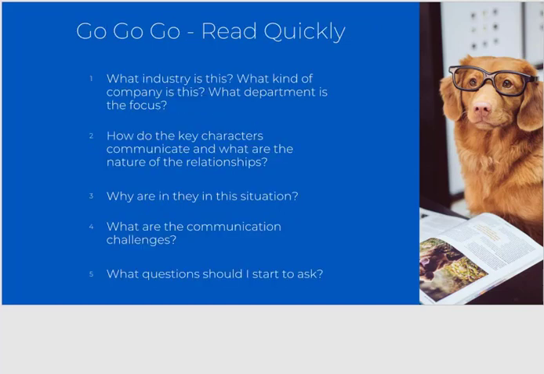Then I would read again, and read really quickly, looking for the type of industry and company, and if there's a specific department that's the focus. Again, that's why I look at the beginning and conclusion to see if it hints at that. Why or how are the key characters communicating? What are the relationships? So think back to task and relationships earlier in the semester for this class. Why are they in this situation? What are their communication challenges? And then think about, well, what questions do I have? Or what should I start to ask?